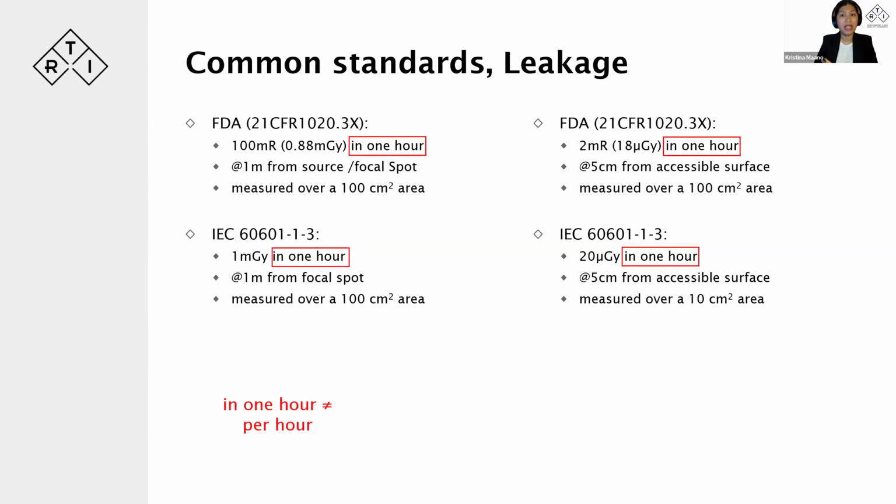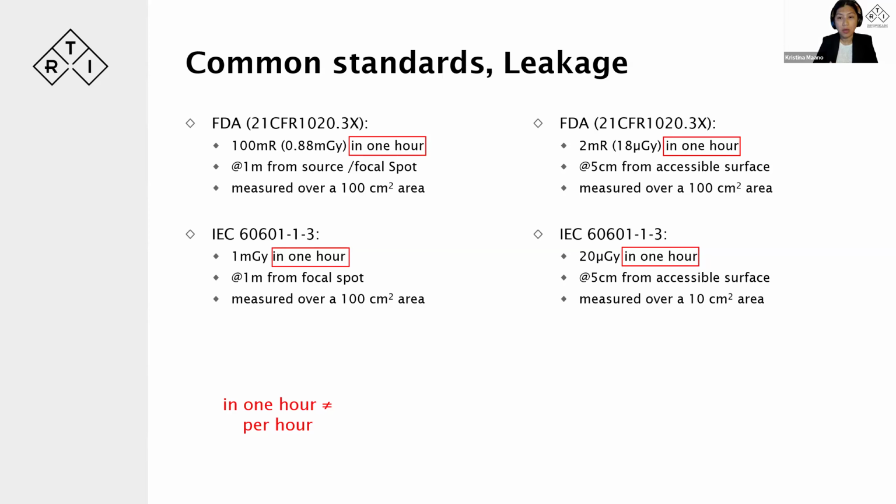So the standards say in 1 hour, not per hour, and this is to represent the maximum cumulative dose an area might receive from radiation that escapes from the tube housing, even when the tube is not actively producing an image. So this standard duration accounts for the total workload and ensures that the device is safe for staff and patient by limiting the total allowable leakage over a typical period, not just an instantaneous rate.